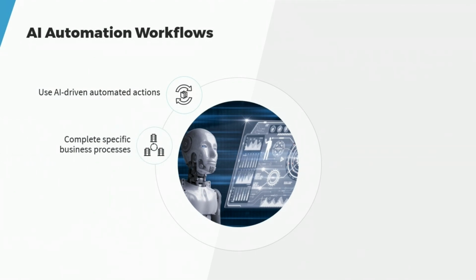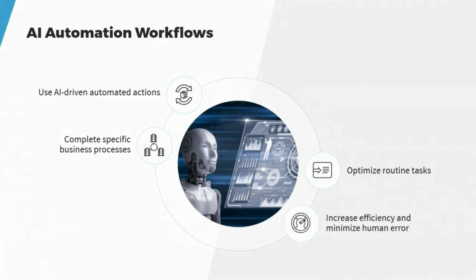AI automation workflows are designed to orchestrate and execute specific business processes like data processing, customer service interactions, or inventory management from start to finish. And automating repetitive and predictable tasks means that AI automation workflows free up human resources to focus on higher value activities, and that can lead to increased productivity and operational efficiency. The use of AI automation reduces the likelihood of errors caused by manual intervention, resulting in more consistent and accurate outcomes across business operations.